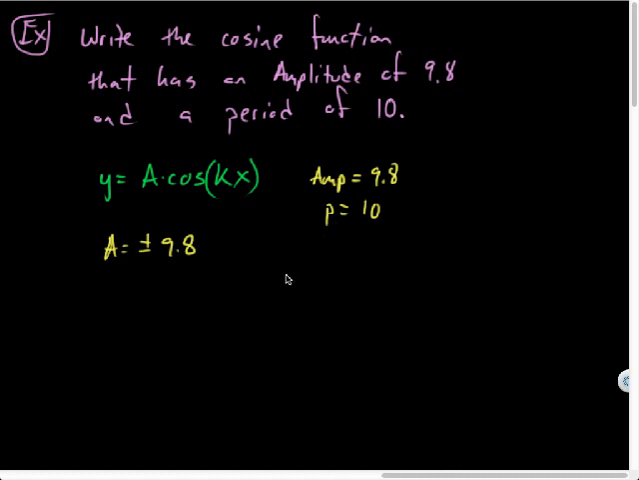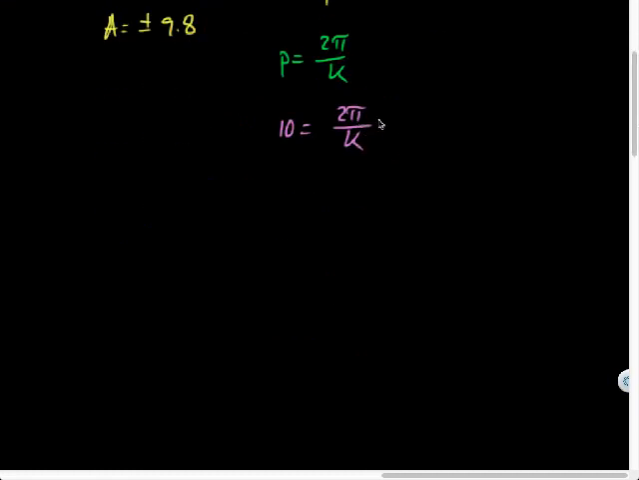But now I've also got to figure out what the value of K is. Now the formula for period, I'm just going to plug in what I know and solve for what I don't. The formula for period, remember, is P equals 2 pi over K. So let's just plug in and solve. So period, I'm saying, is 10. So 10 is equal to 2 pi divided by K. So to solve that for K, what could I do? Yeah, you could divide by 2 pi. You could reciprocate. You could do a bunch of things. You could multiply both sides by K first. Let's just say we reciprocate first.